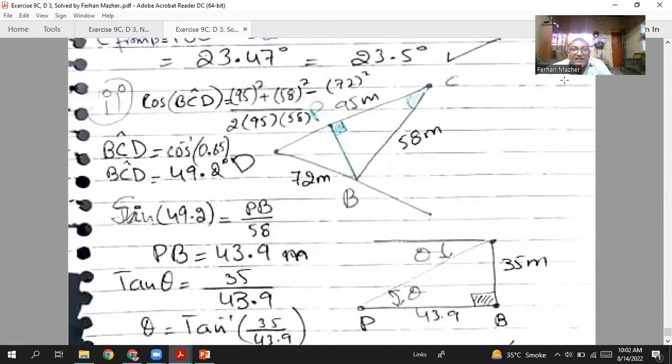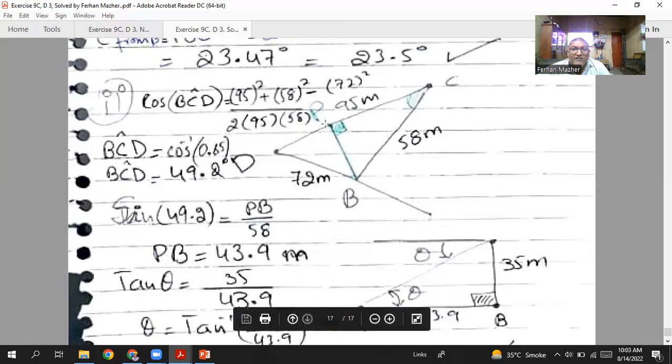So once you know this angle, and it's a right-angled triangle, I'm talking about this PBC. I know this angle, this will be your hypotenuse, this angle is 90. I want to know this BP side. So I can apply sine 49.2 equals perpendicular by hypotenuse, that will be PB divided by 58. And so PB will be equal to 58 multiplied by sine 49.2. And that will give you 43.9 meters. So now I know this BP length. That's the shortest distance from B to the DC.